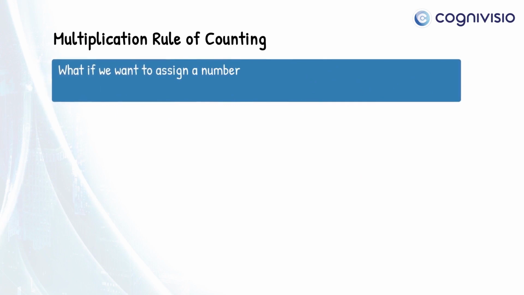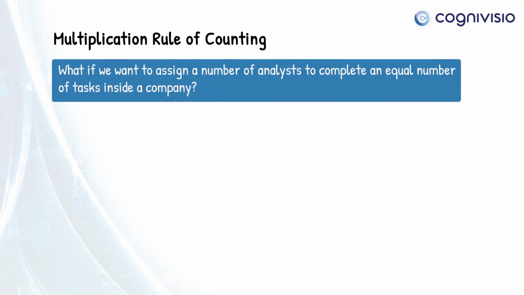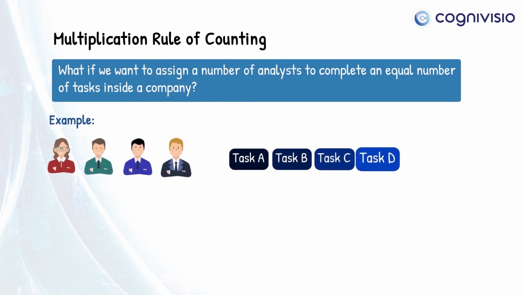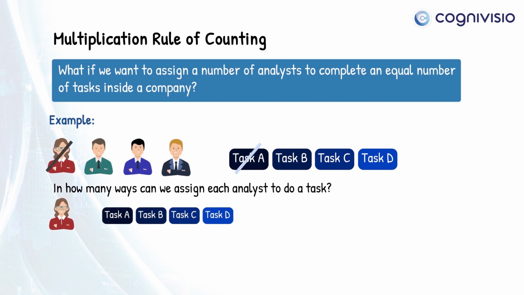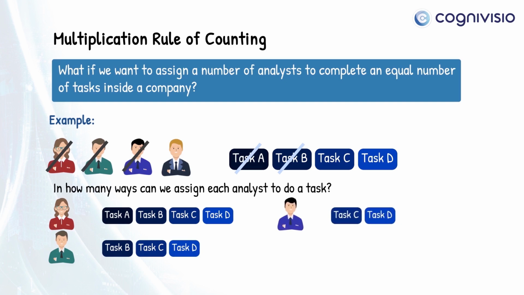Now, what if we want to assign a number of analysts to complete an equal number of tasks inside a company? For instance, if we have 4 analysts and 4 different tasks, in how many ways can we assign each analyst to do a task? The first analyst can do any of the 4 different tasks, then we are left with 3 unallocated tasks. The second analyst can do any of these 3 tasks. We will be left with 2 analysts and 2 different tasks. The third analyst can do any of the 2 remaining tasks, then 1 task remains. The fourth and final analyst is only left with 1 task to do.